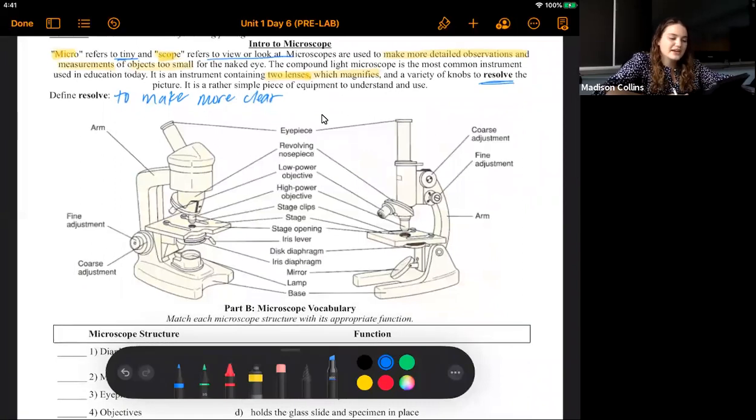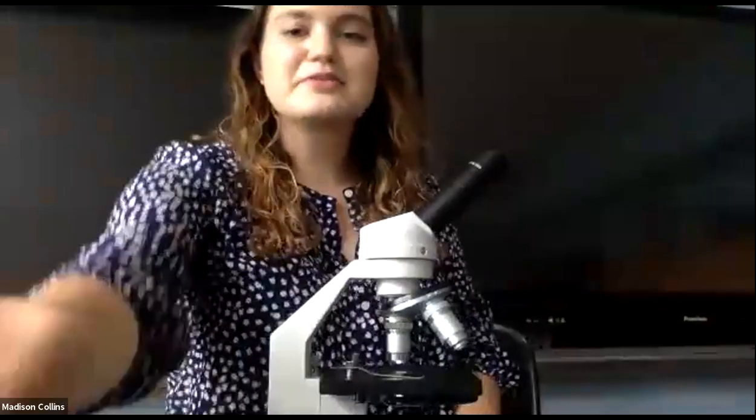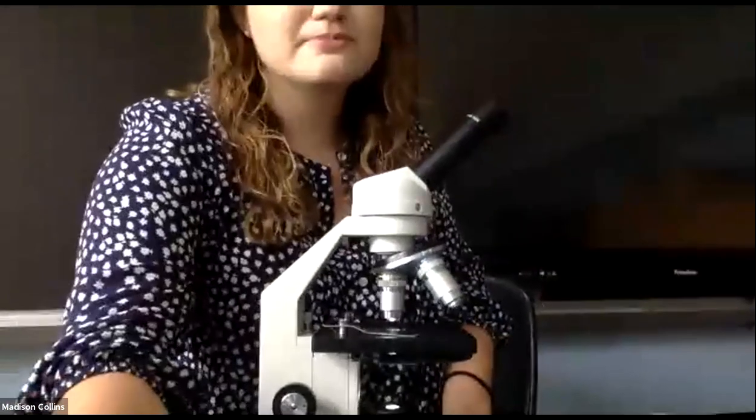Now I'm going to actually walk you guys through each one of these parts of the microscope using this as a demo. So let's see if I can unshare my screen without stopping this recording. And I think we're good. Okay. So let's go through each of these steps. So this lovely piece of equipment is a microscope.